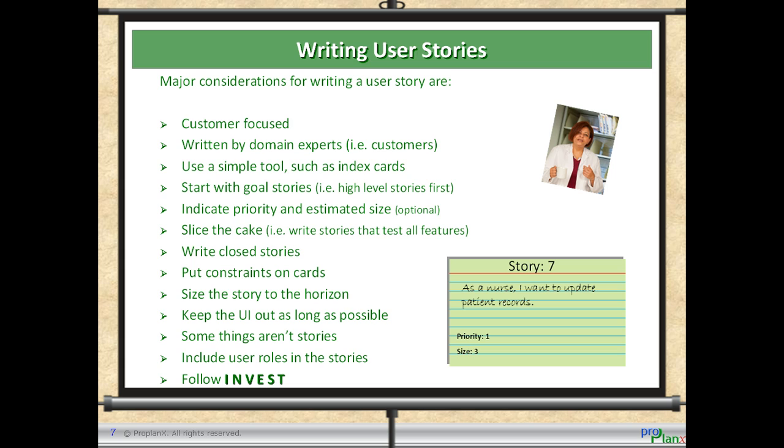Stories are to be written such that they test all features, which is equivalent to slicing the cake where all layers are touched upon. Write closed stories to prevent wrong assumptions being made in the interpretation. Constraints may be mentioned on the story cards. Keep the size of the story with the horizon in mind. Small stories for shorter iterations and bigger stories for larger iterations.